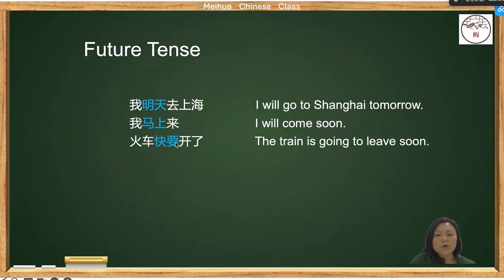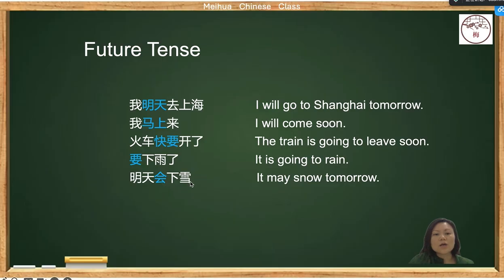火车快要开了，快要 it's similar to 马上. Okay, so we should use the future tense. The train is going to leave soon. 要下雨了，it's just talking about something happening in the future. We don't know when it will happen, in 1 hour, in 2 hours, we don't know. So we don't need to add anything to indicate that. We just use the future tense. It is going to rain. We don't add soon or immediately here.